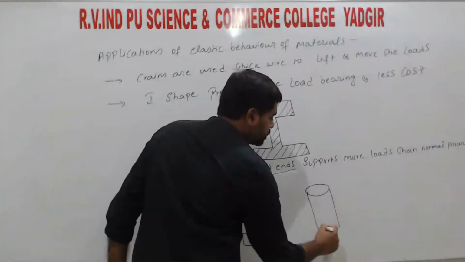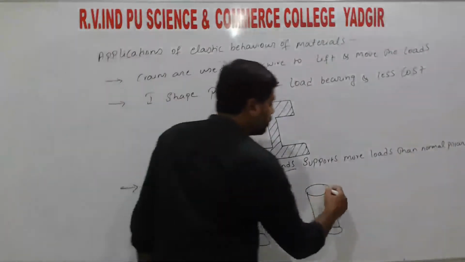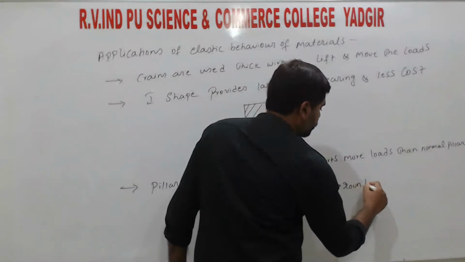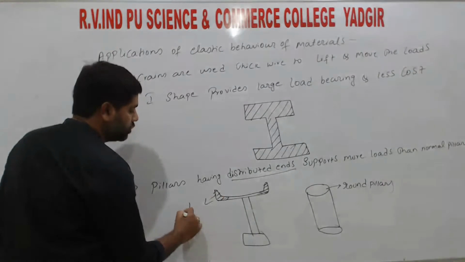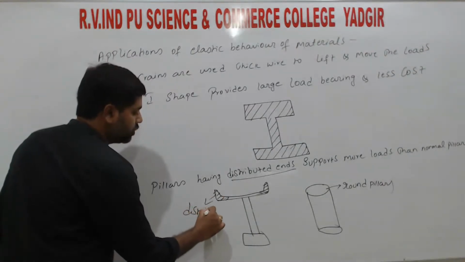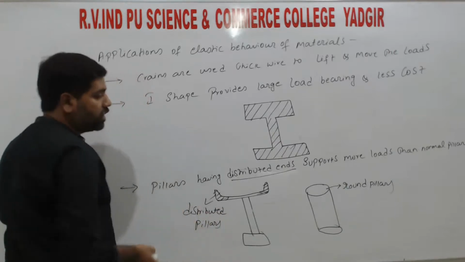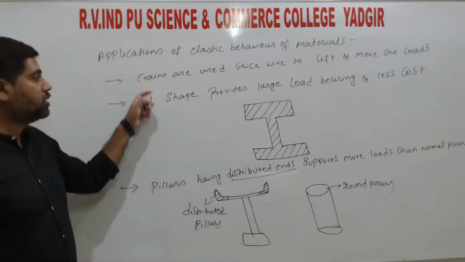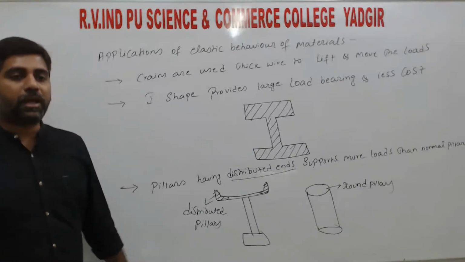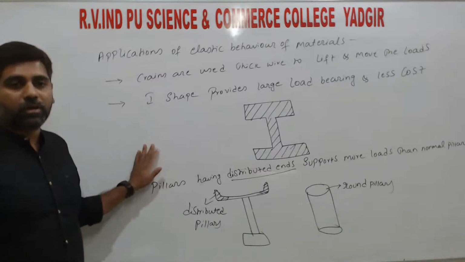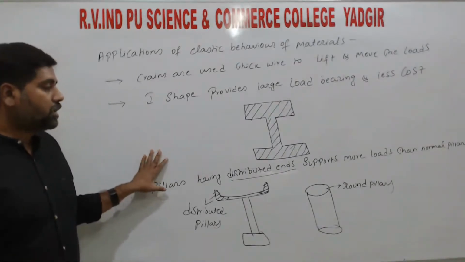So pillars like this, right? We call this the round pillars, right? And these are the distributed pillars. So for example, diagrams and necessity, now only just the 3 points. If 2 marks are asked, 2 points, or if 3 marks, 3 points. Even if 1 mark is asked, mention any one point, right? So pillars with distributed end.